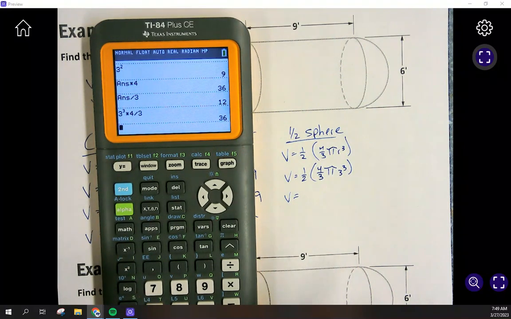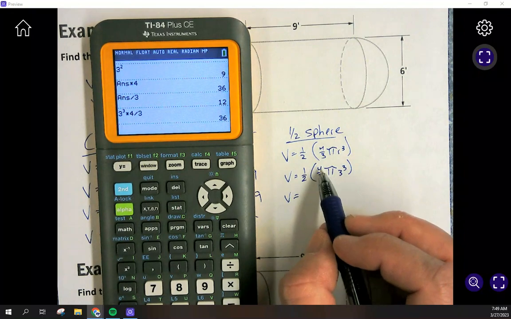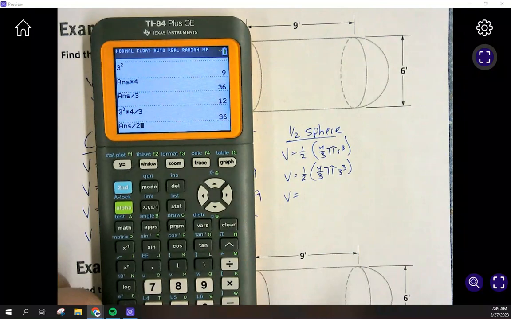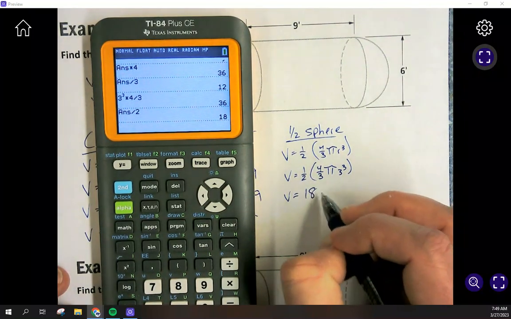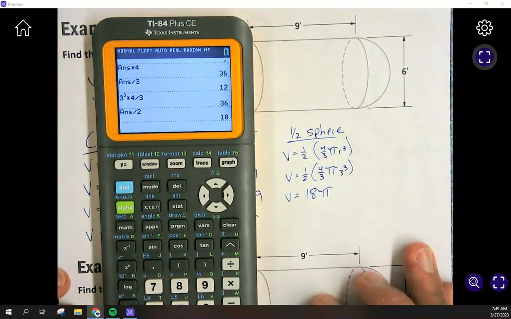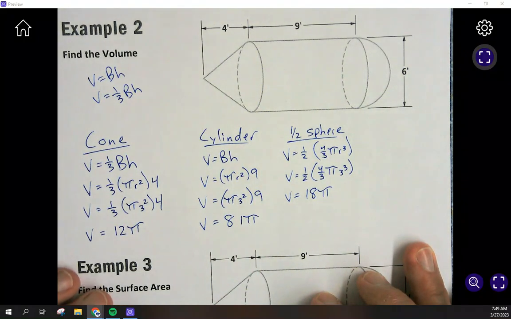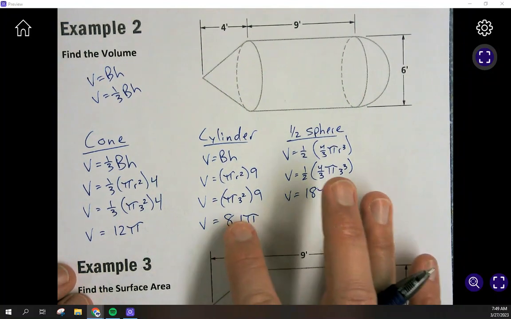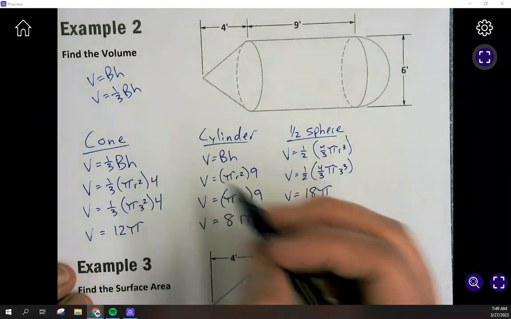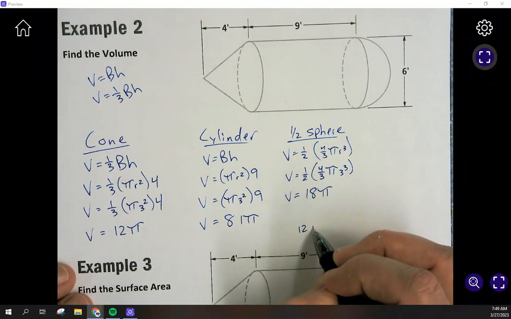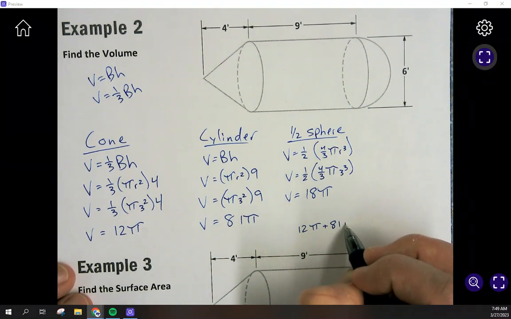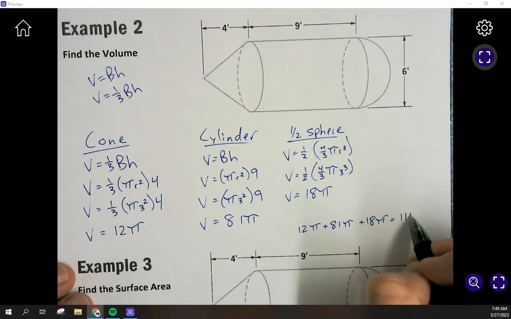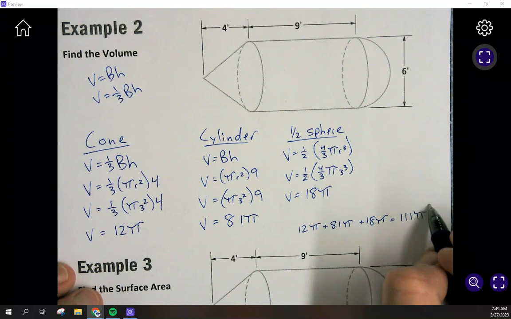We get a nice 36. So the 3 cubed times 4/3 gets me 36. I'm going to take half of that, divide by 2, and that's 18. Because that's a nice number, I'm just going to leave it there with pi. I'm not going to put pi into it and create a nasty decimal. I have 3 nice volumes with a coefficient for pi. Total volume then is just going to be all of these added up. So 12 pi plus 81 pi plus 18 pi gets me 111 pi.